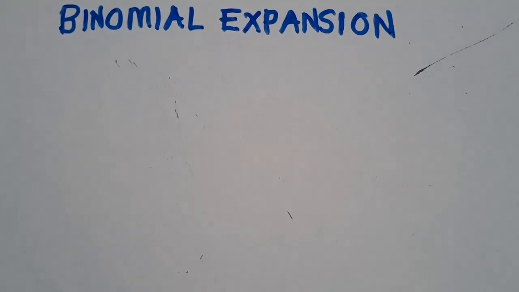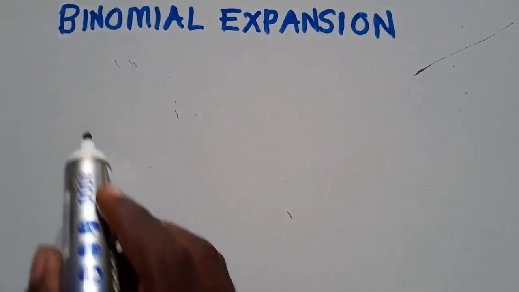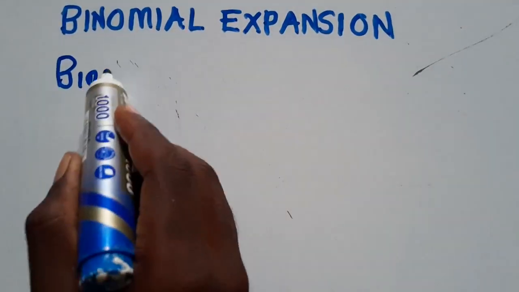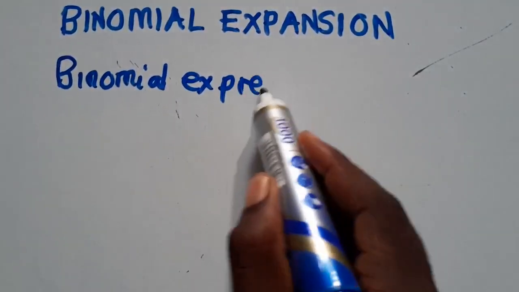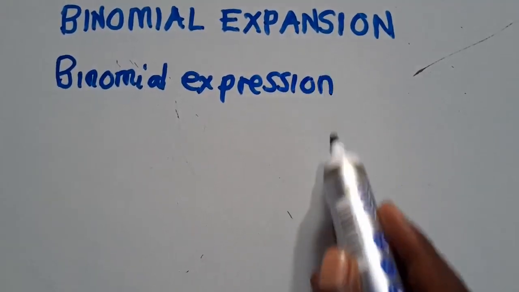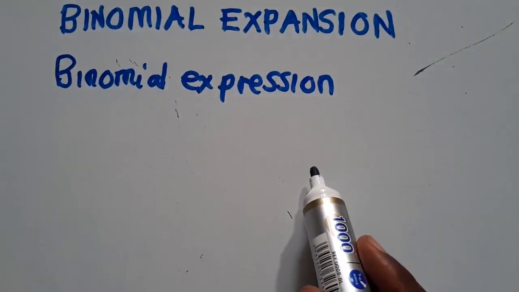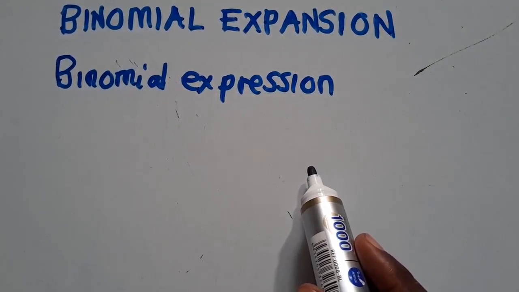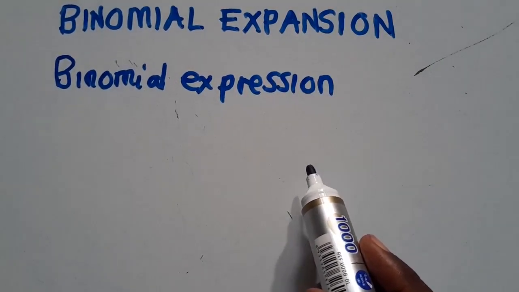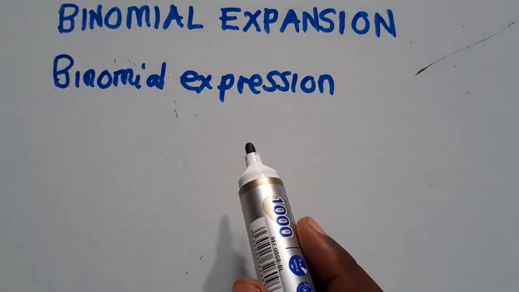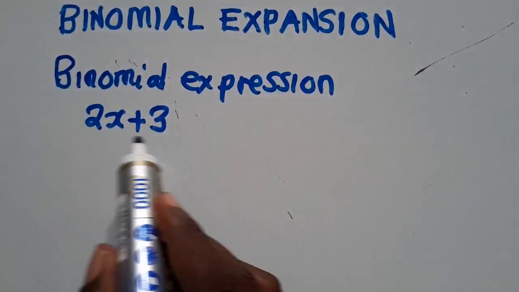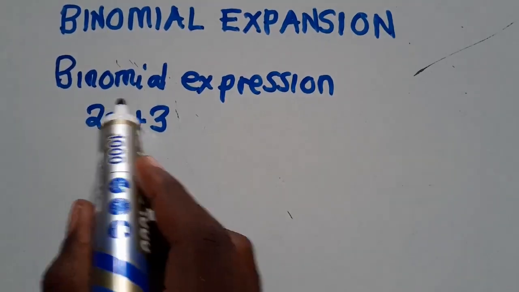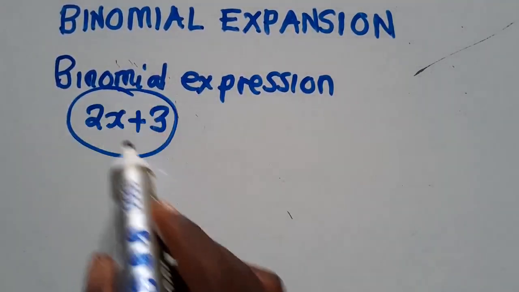The first thing you need to know and understand is what a binomial expression is. Whenever we are talking about a binomial expression, we are talking about a sum or a difference of two terms. For example, 2x plus 3 is a sum of two terms. In other words, this is a binomial expression.